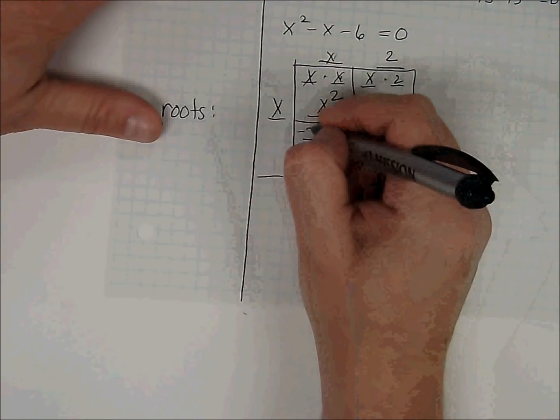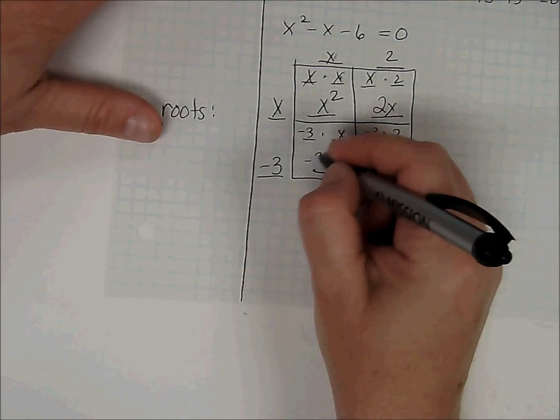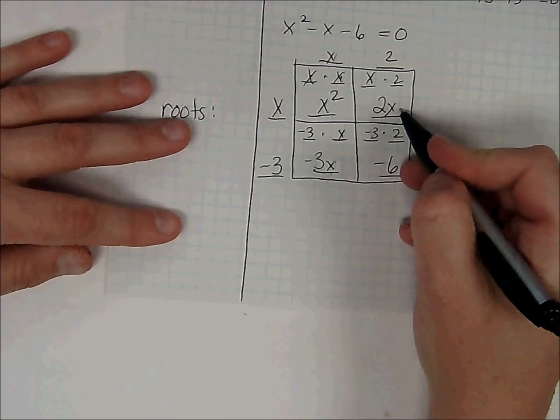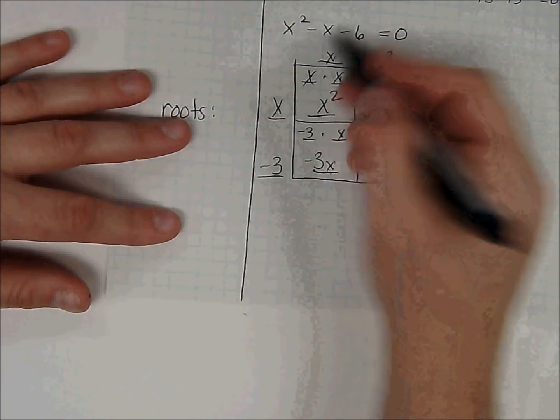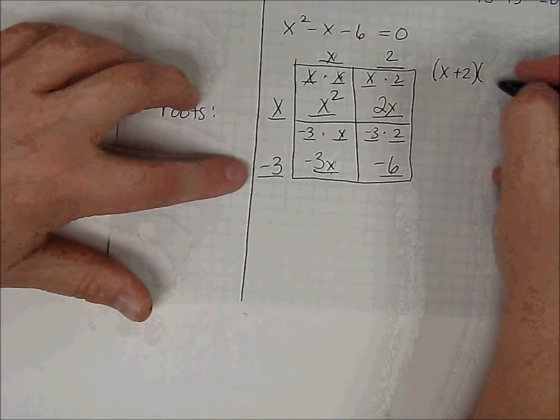This is a negative 3, this is a negative 3. In this box we get 2x, in this box we get negative 3x. Add them. Well, one's negative, one's positive, so we subtract. 3 is bigger, 3 is negative, so it's negative 1x. So I'm in the right spot. X and a positive 2, x and a negative 3.